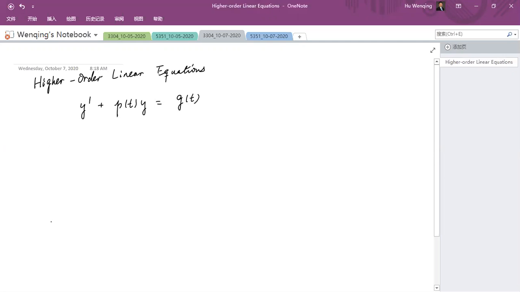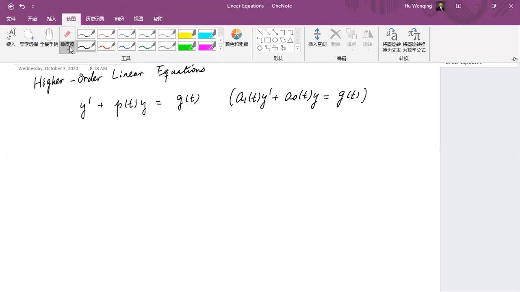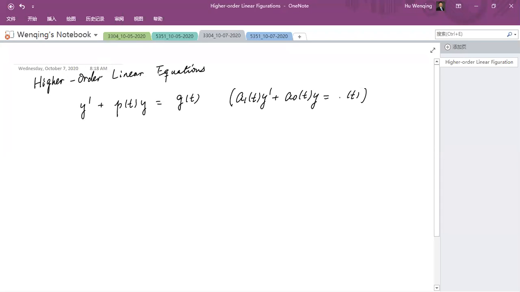So that's the first order equation, right? But the general form of the first order equation can take the form, for example, a1 of t of y prime plus a0 of t of y is equal to g of t. That's the form of this equation, which is not in a standard form, but in a standard form it will look like this.